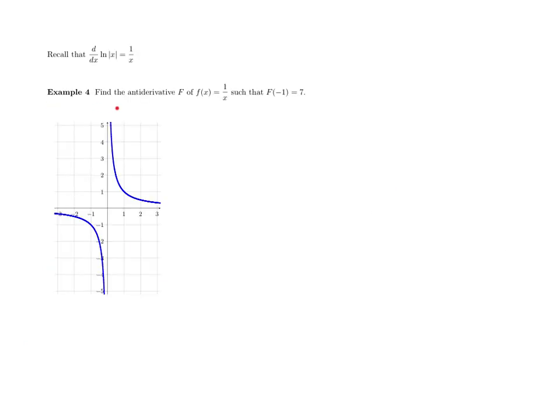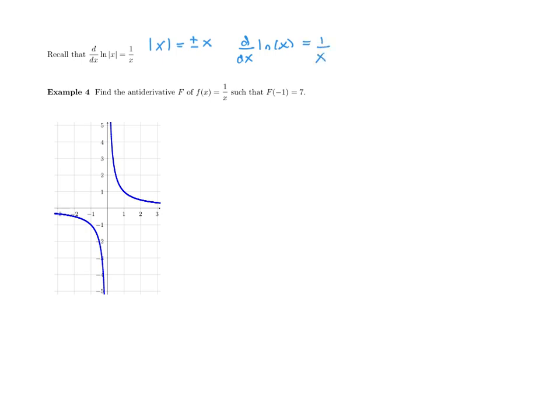Before we try example 4, I'd like to recall this derivative rule. The derivative of the natural log of the absolute value of x is equal to 1 over x. Now, this rule is true because if you think of the absolute value of x, it's either plus or minus x, depending on whether x is positive or negative. If it's positive x, this rule is saying, what's the derivative of the natural log of just x? And we know that. It's 1 over x.